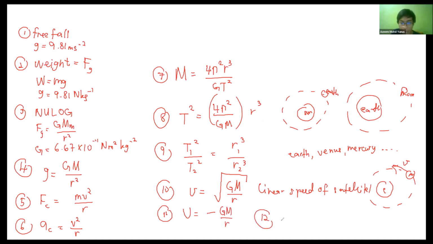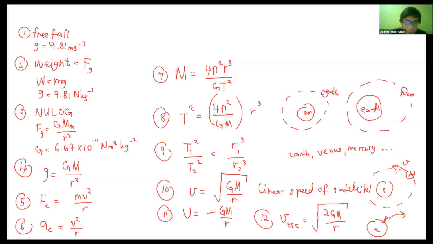And number 12 is the escape velocity. It has the value square root of 2GM over r. In this situation the object is still on the Earth and needs to escape from the Earth's gravitational field before it can move around the Earth. So it needs to achieve escape velocity first, which is this formula, a value square root of 2 larger than the linear speed, because the gravitational force is stronger nearer the planet. Okay, now we're ready to solve some problems.